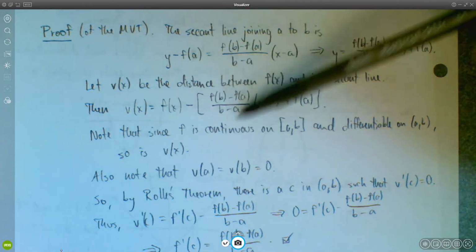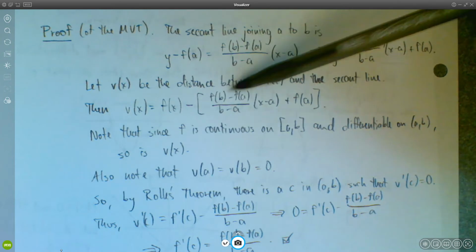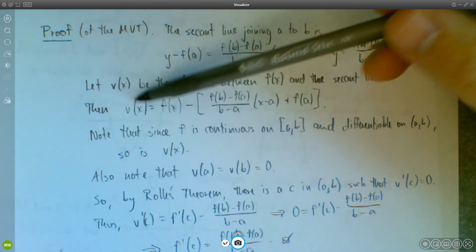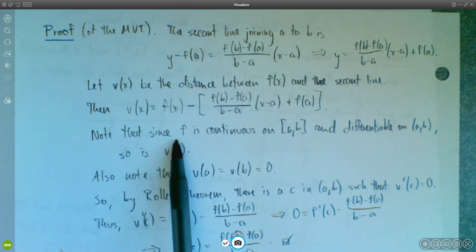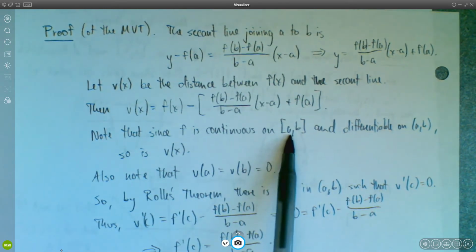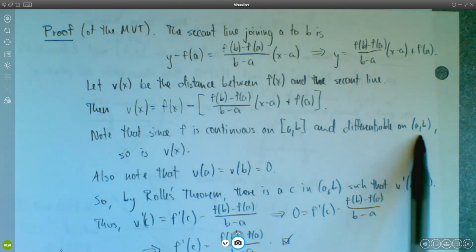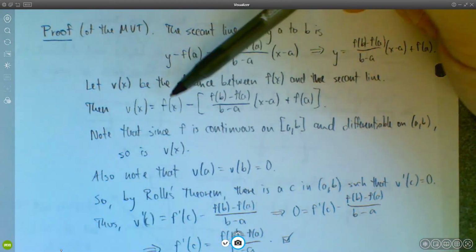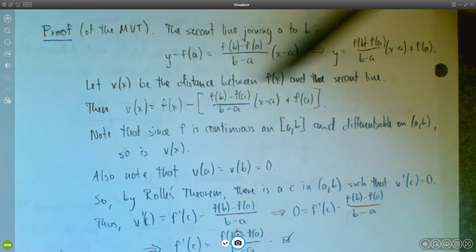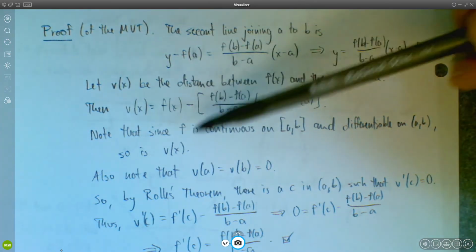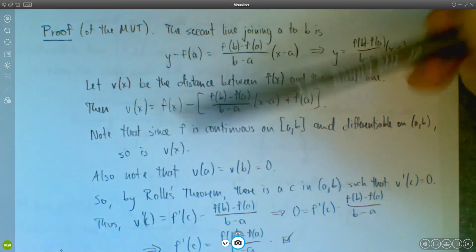Like these are all just numbers. So this is just a linear function, and linear functions are continuous. So you have a continuous function minus a continuous function, that's going to be continuous, right? So since f is continuous on [a, b], v of x is continuous on [a, b]. We also know that f is differentiable on the open interval (a, b), and that means v of x is also differentiable, again, because f is differentiable, linear functions are differentiable, the difference of two differentiable functions is differentiable, okay? So since f is differentiable on (a, b), so is v, okay?